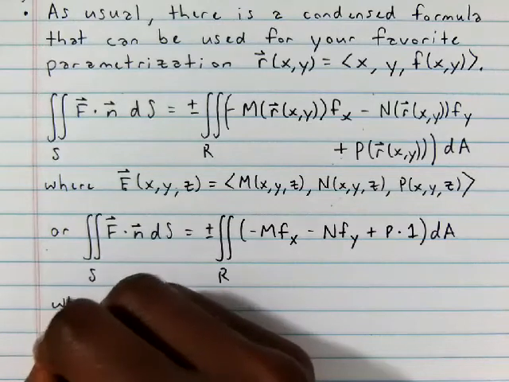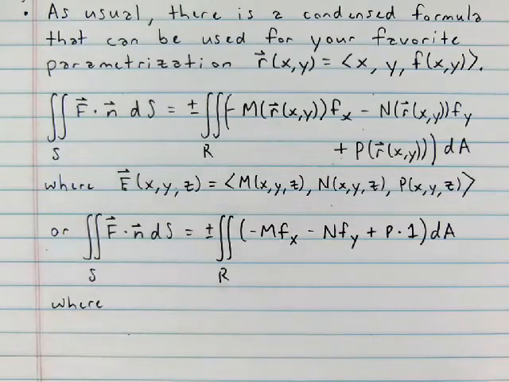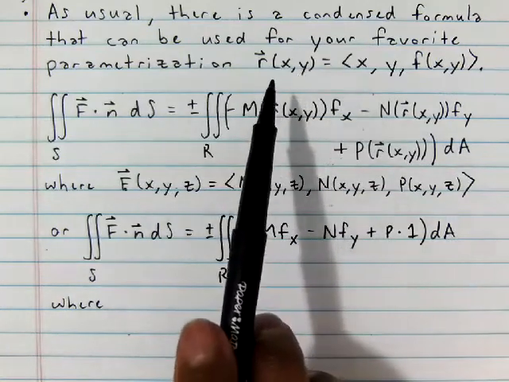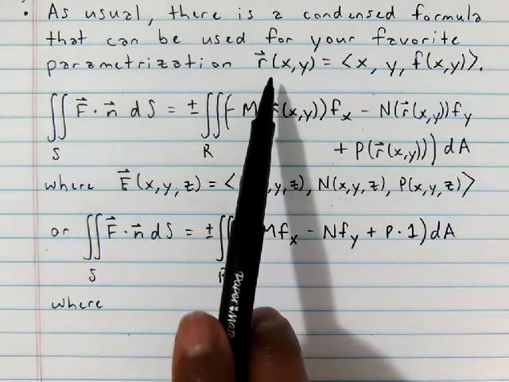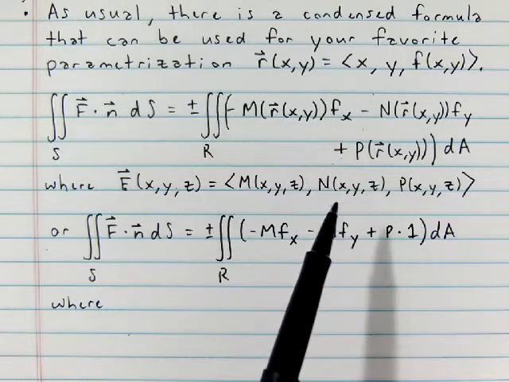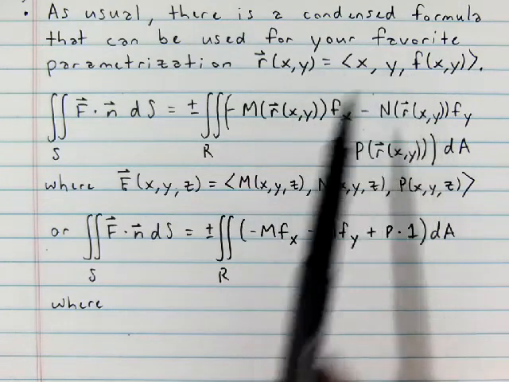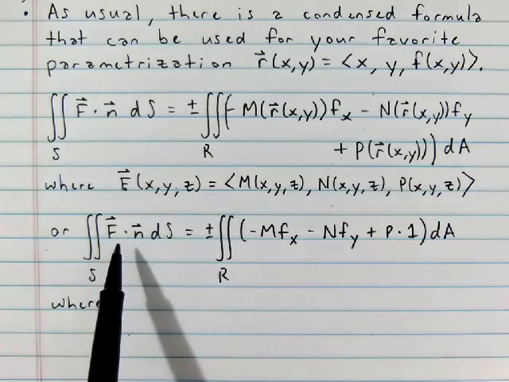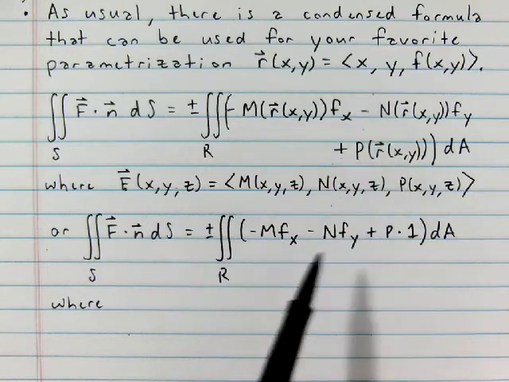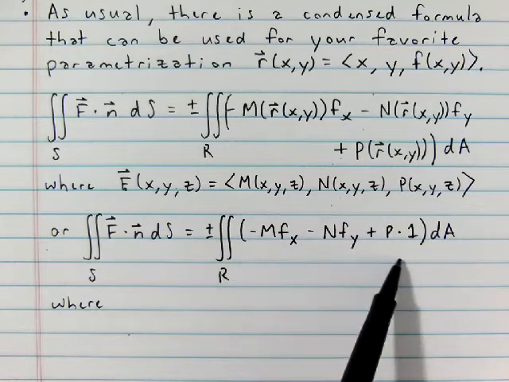So usually, in the first approach I gave at the very beginning of the lecture, we had to do r sub x cross r sub y, and that would be part of our integrand. So we would take our parameterization, plug it into our vector field, and then dot that with r sub x cross r sub y.